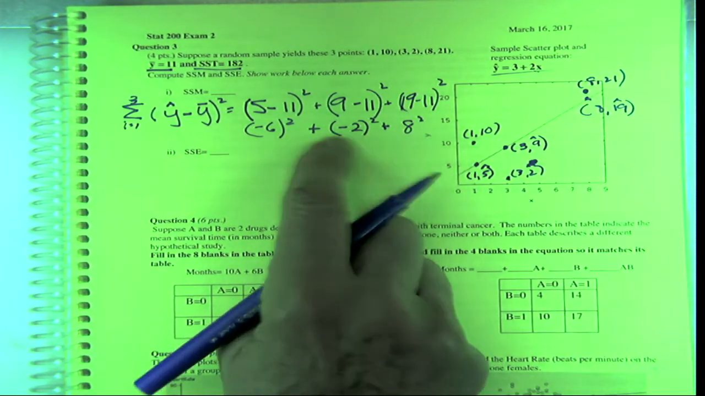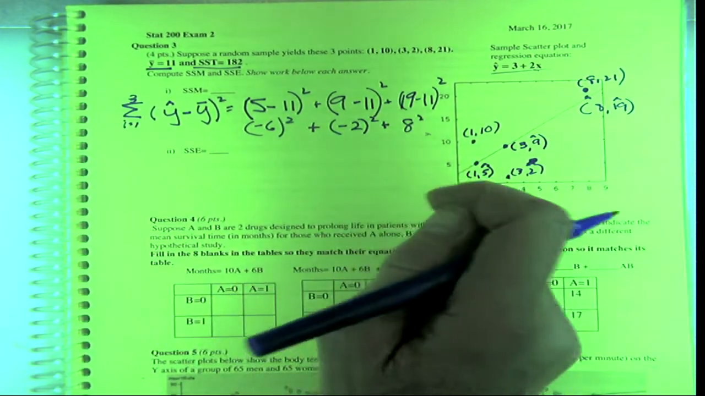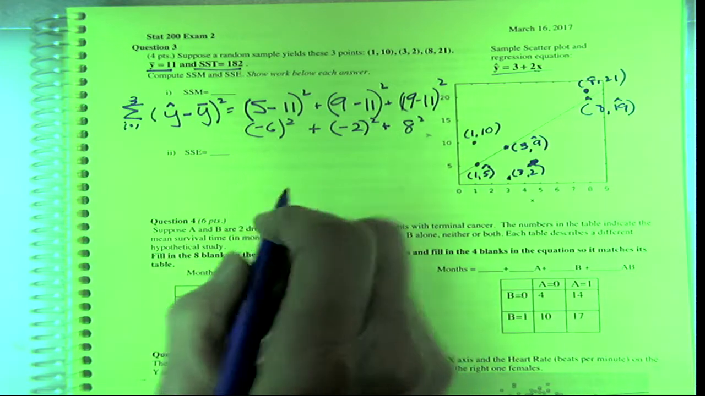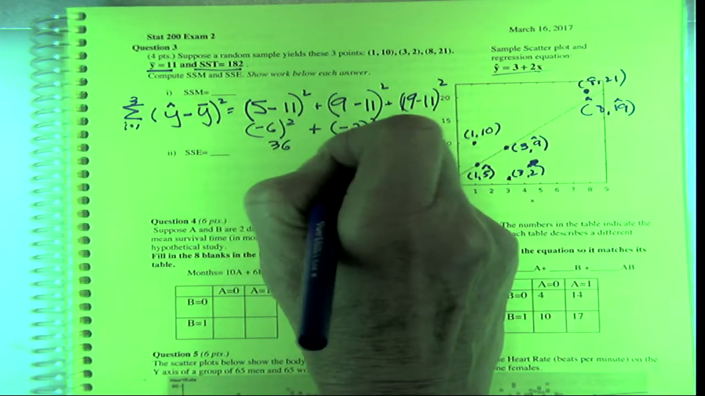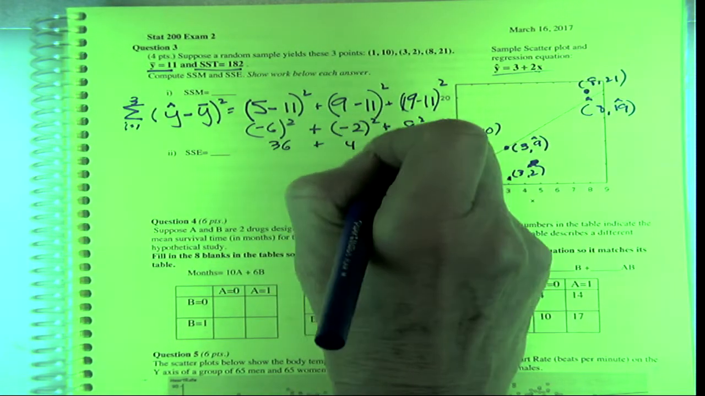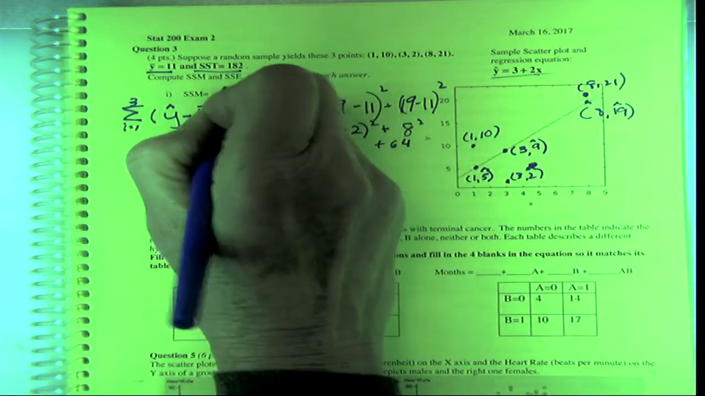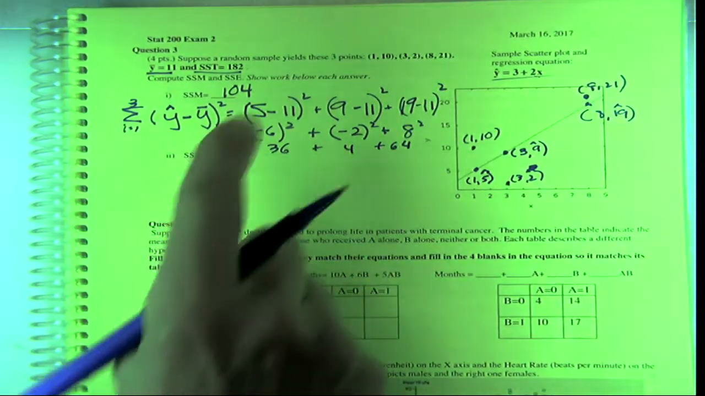And they do, 8 minus 8. That's why we have to square it. Otherwise, we'd always get 0. All right, so what do we get? We get 36 plus 4 plus 64, which is 104. So that's the sum of squares model.